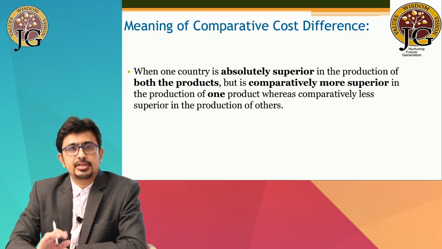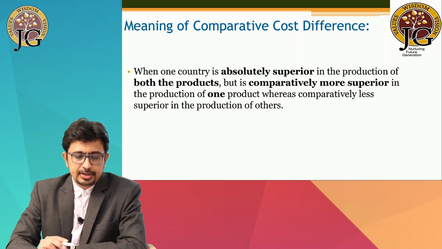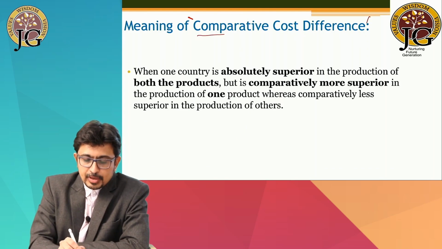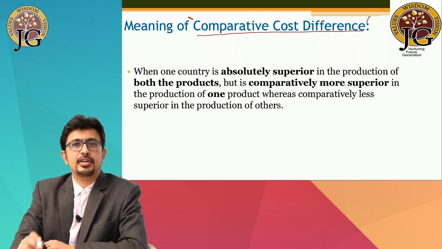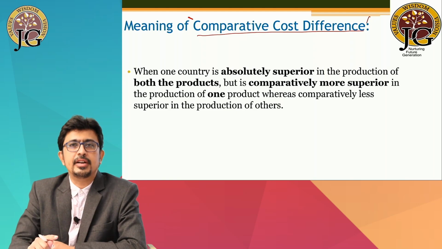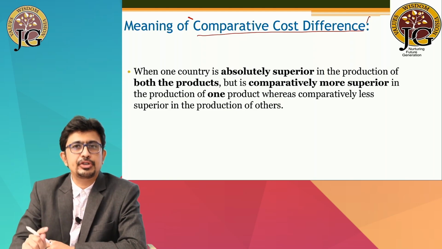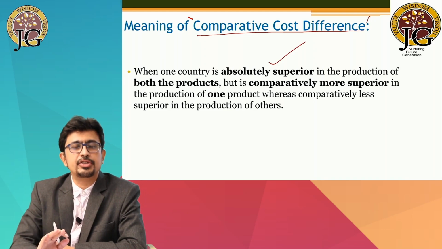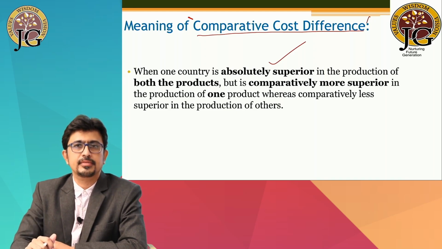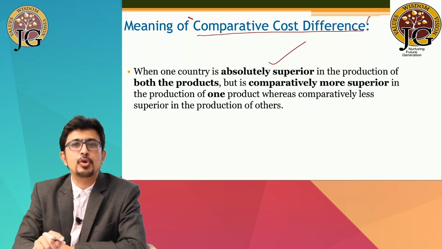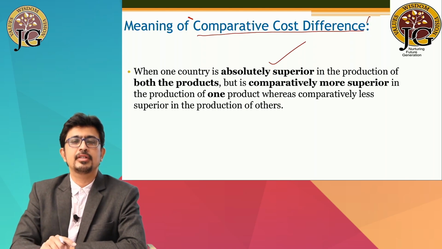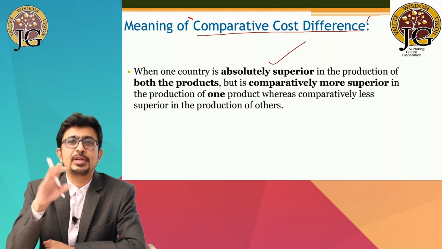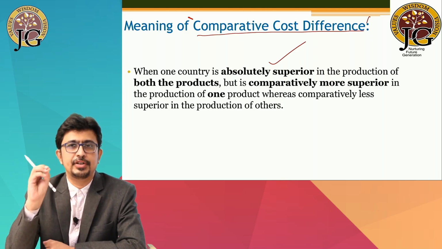Now, this is the meaning of the term comparative cost difference. So what do you mean by comparative cost difference? Now, when one country is absolutely superior in the production of both the products, but is comparatively more superior in the production of one and comparatively less superior in the production of the other, we say that there is comparative cost difference.